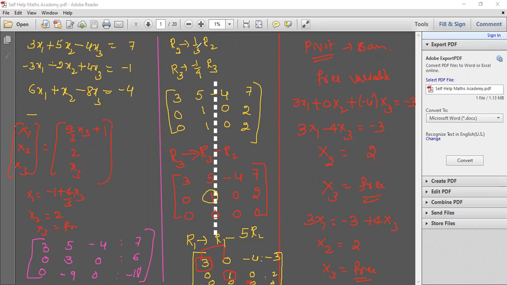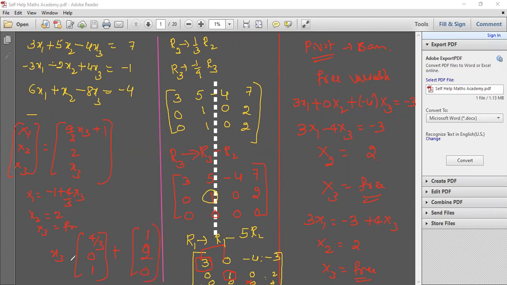Clearly, if I write this further as a solution, you can see I split it into two. It's a parametric vector form. We will write it as x3 times, what we have here is 4 by 3. There is no x3 term here, 0. Here x3 is 1. x3 times 1 plus the constant term I'll write here, 1, 0. This is 2, and here it is 0.